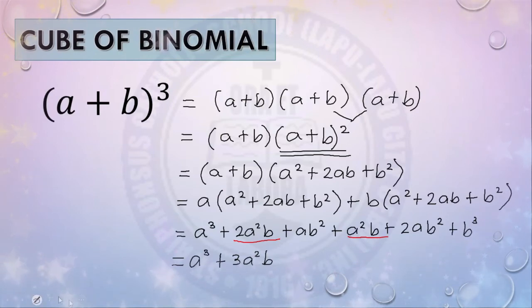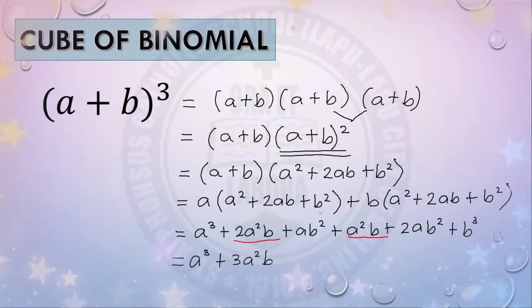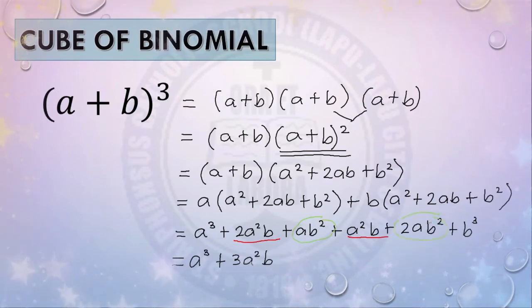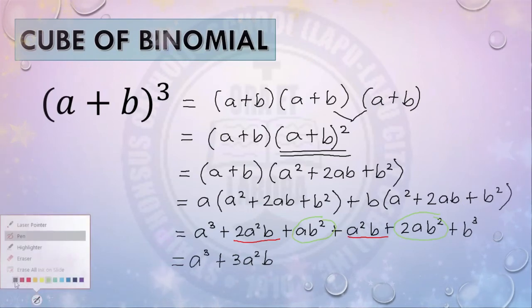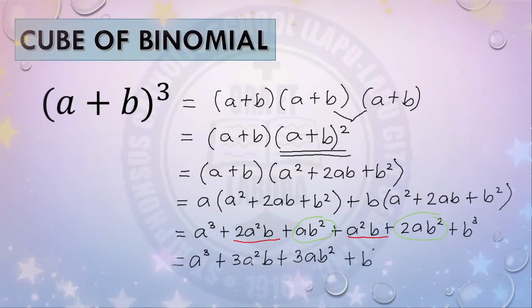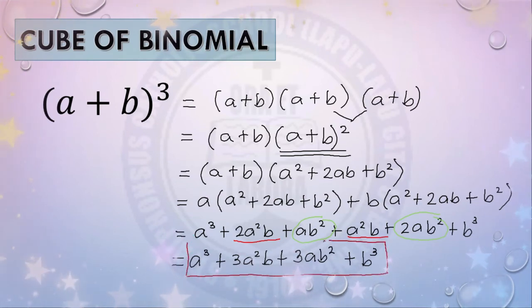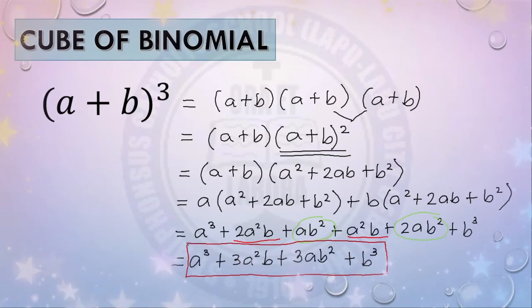And another like terms is this one. We have ab squared and 2ab squared. So if we're going to combine them, it will equal 3ab squared. And lastly, copy b cubed. Then this is how we got the pattern for the cube of a binomial. And always box your final answer. So that's how we get the pattern for cube of a binomial.